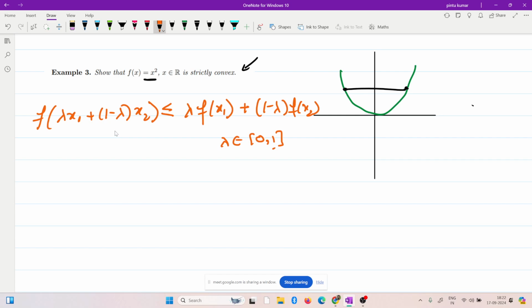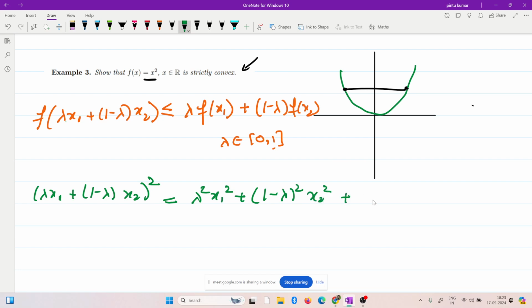Okay, from where should we start? Should we start from the left side or the right side? Let's try to start from the left side only. So what is this f of lambda x1 plus 1 minus lambda x2? This is lambda x1 plus 1 minus lambda x2, whole square, right? If you just expand this, this is lambda square x1 square plus 1 minus lambda square x2 square plus 2 times lambda into 1 minus lambda x1 x2.